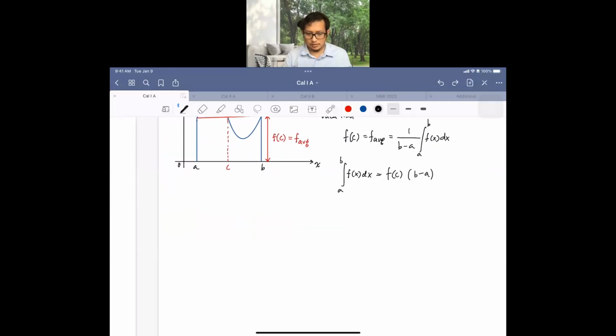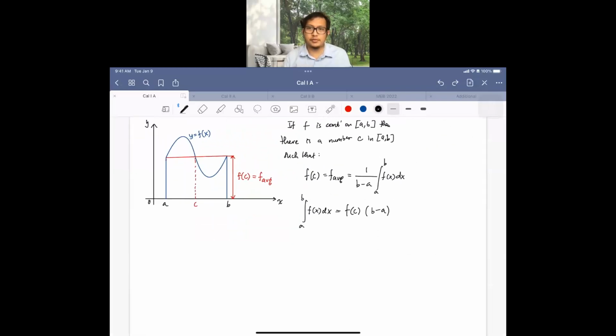Okay. I think we can move to a new chapter. So chapter 7. Chapter 7 should be about the techniques for integrals. Okay. So chapter 7. This is about the techniques of integration.